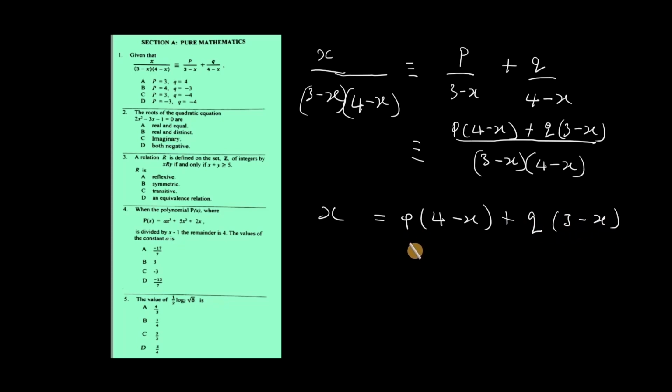To get either the value of p or q, I need to look for a value of x that, when I substitute it in any of these terms, is going to eliminate either q or p. That is the substitution method.